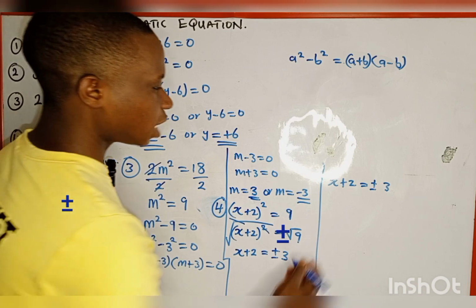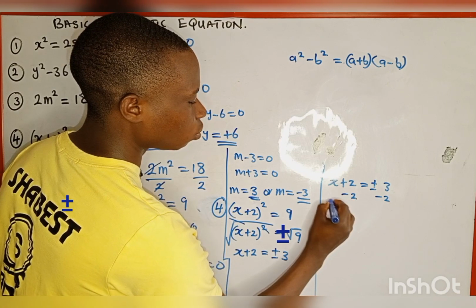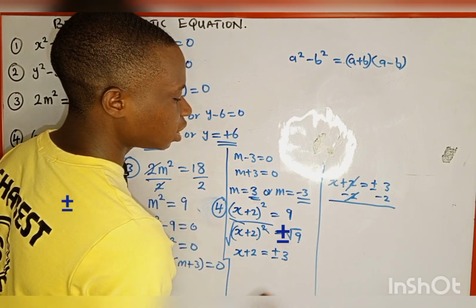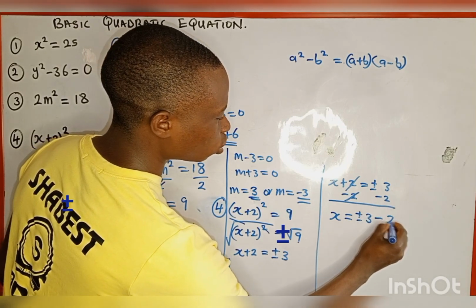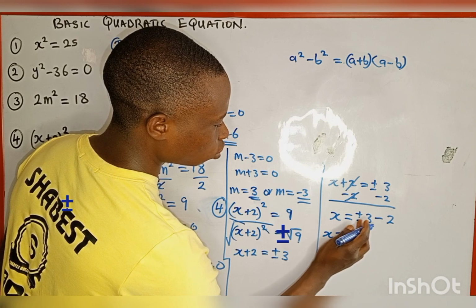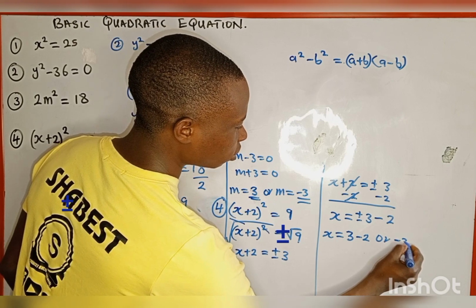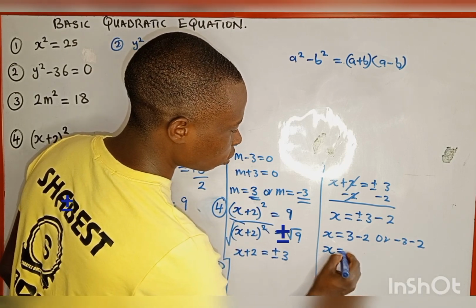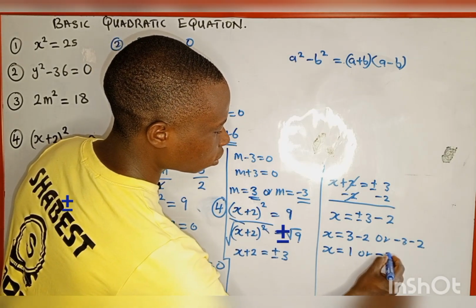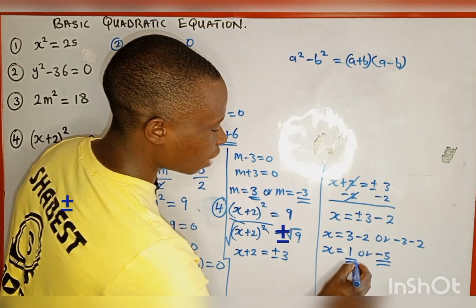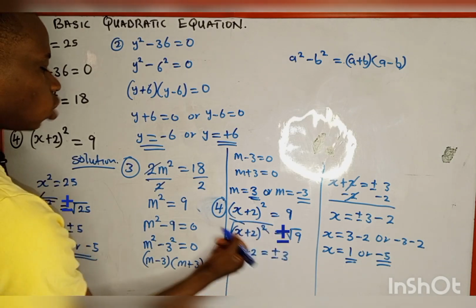Now the next thing is to subtract 2 from both sides. I'm going to have minus 2 minus 2, which is going to give us this positive 2 cancelling this negative 2. x will now be equal to plus or minus 3, then minus 2. So x is going to be equal to plus 3 minus 2 or minus 3 minus 2, which gives us 3 minus 2 is 1, or minus 3 minus 2 is minus 5. So minus 5 and 1 are the two values of x that satisfy this quadratic equation in number 4.